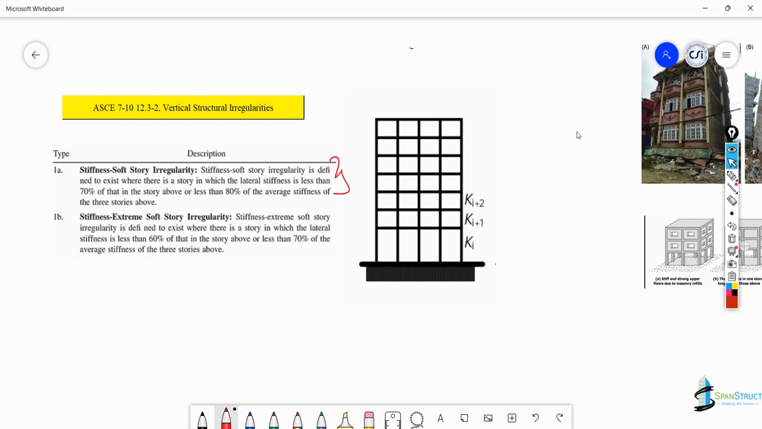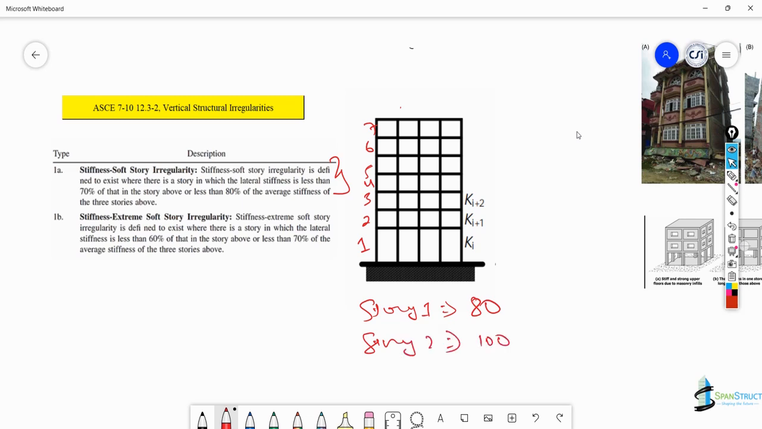You have a building and this building has different stories. Let us call this story number 1, story number 2, story number 3, story number 4, story number 5, story number 6, story number 7. Different stories will also have different stiffness. Let's suppose story number 1 has a stiffness of 80 and story number 2 has a stiffness of 100.